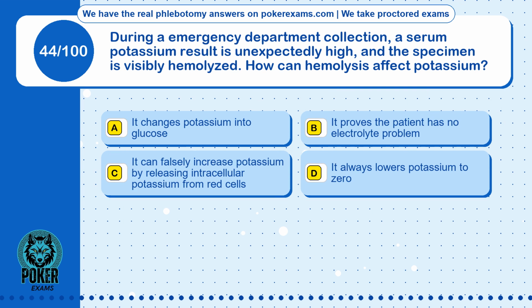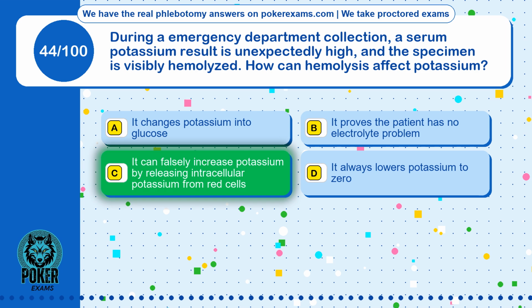Question 44. During an emergency department collection, a serum potassium result is unexpectedly high, and the specimen is visibly hemolyzed. How can hemolysis affect potassium? Option A. It changes potassium into glucose. Option B. It proves the patient has no electrolyte problem. Option C. It can falsely increase potassium by releasing intracellular potassium from red cells. Option D. It always lowers potassium to 0.